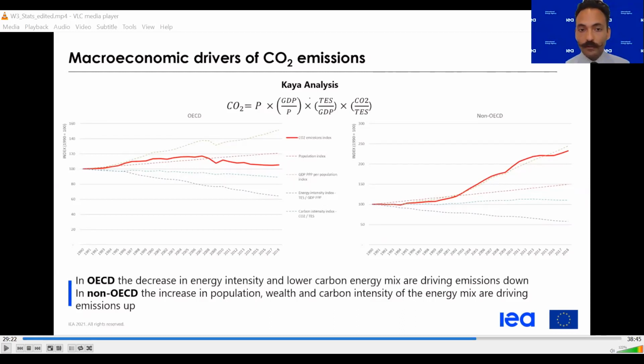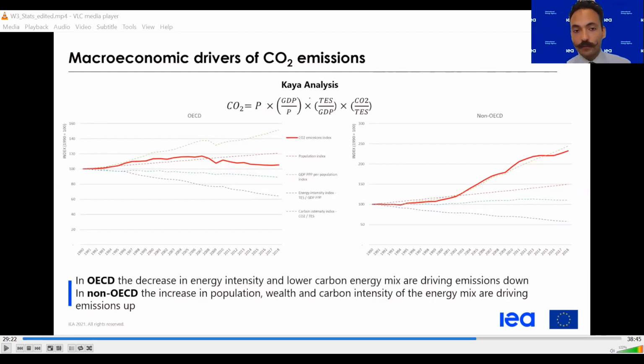And also alongside that, the population has been increasing steadily in the past 30 years, which is shown on the graph. However, on the other side, the energy intensity of the economy has been decreasing, and there has also been a slight decrease in the carbon intensity of the energy mix.